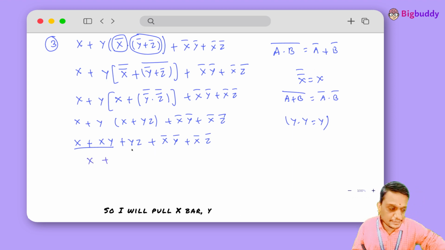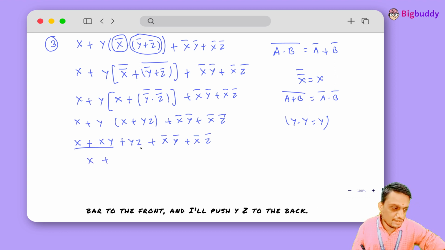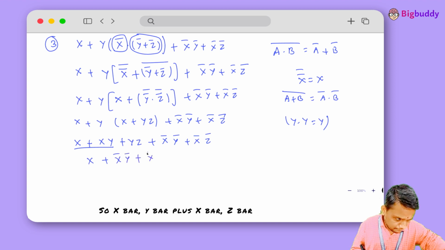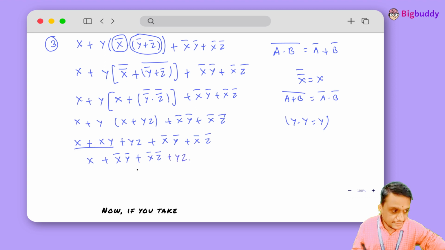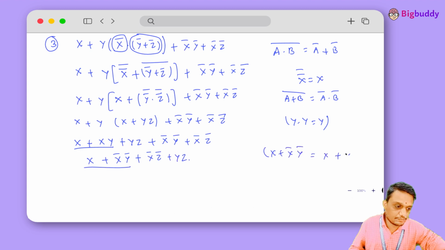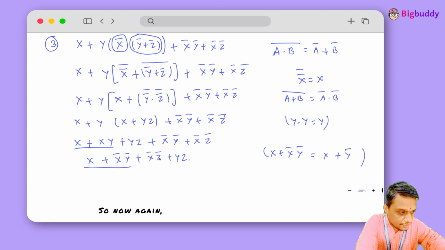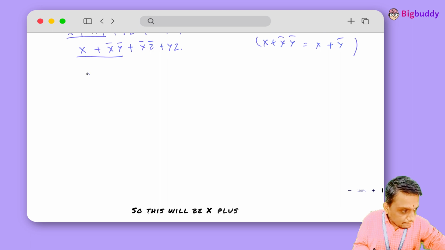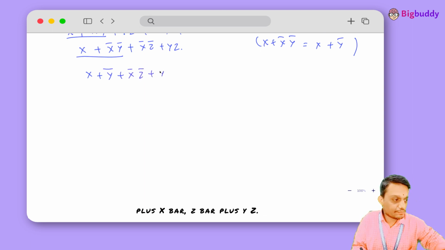Plus, I will pull x bar y bar and x bar z bar to the front and I will push yz to the back. Okay, why? Because we know commonality is better. So x bar y bar plus x bar z bar plus yz. Now x plus x bar y bar, x plus x bar y bar is x plus y bar. Okay. So now again you can apply that formula. So this will be x plus y bar plus x bar z bar plus yz.